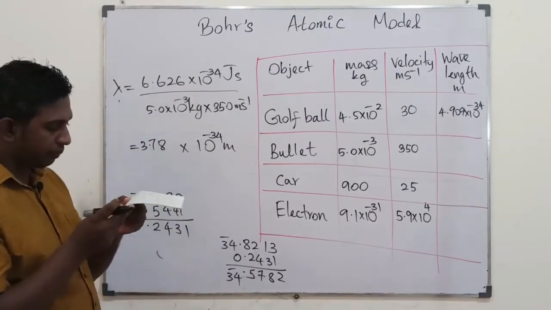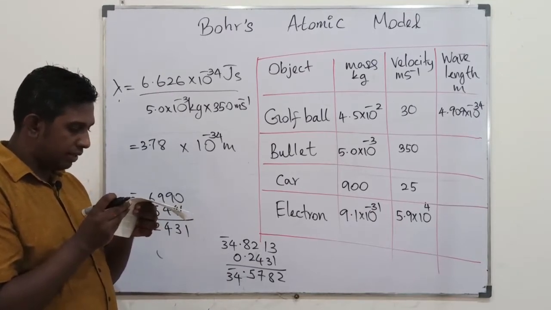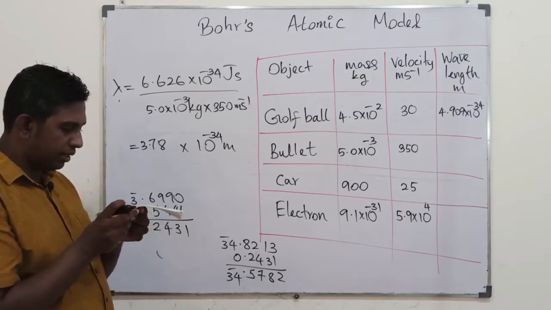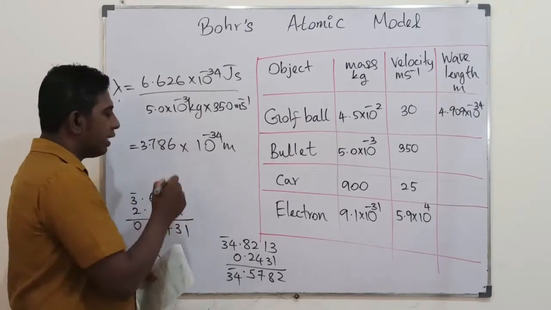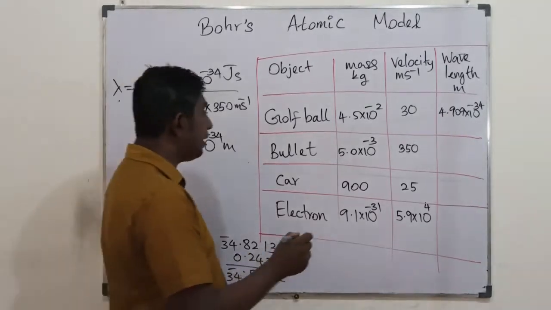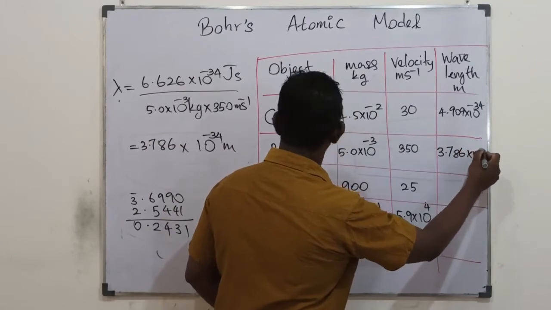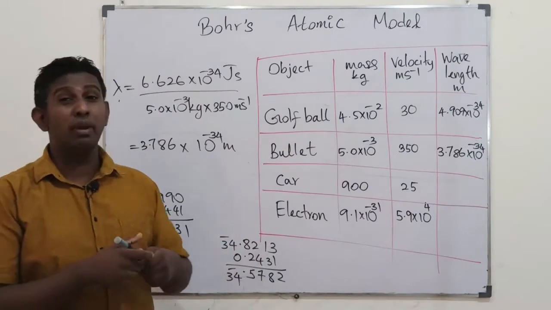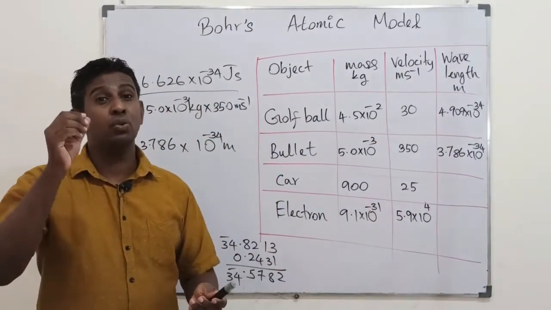5782 is there. It's at 37th 8. Then 52. 37th 8 is taking 5775. We need 82. It needs another 7. Another 7 you get at 6. Okay, that's the answer. Let me write it there. It is 3.786 into 10 to the power minus 34. It's minus 34. It's very small. Here, those wavelengths are too small.